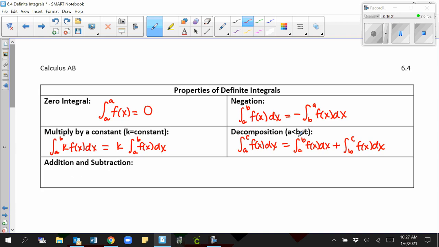I can decompose it into two different parts, or even more than two parts if needed, which we kind of already talked about with all of our different shapes that we were adding together in the other examples. And then the last one are addition and subtraction. So if I have the integral from a to b of f of x plus or minus g of x dx, I can split that. So I have the integral from a to b of f of x dx plus or minus the integral from a to b of g of x dx.